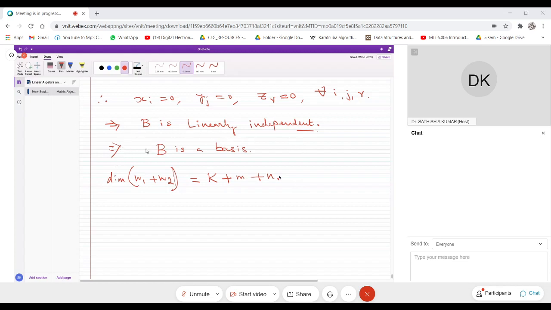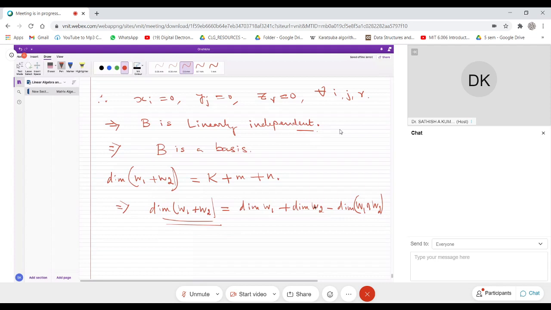Therefore I can say that the dimension of W1 plus W2 will be the same as the dimension of W1 plus the dimension of W2 minus the dimension of W1 intersection W2. This will be very useful when we are given only the dimension of W1 and the dimension of W2. Only these two pieces of information are there.